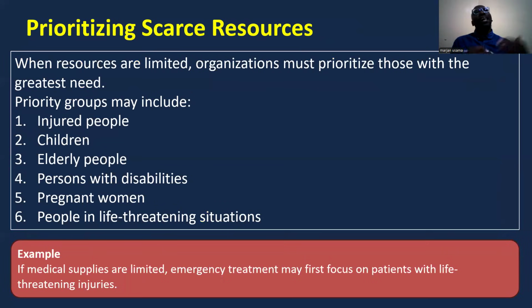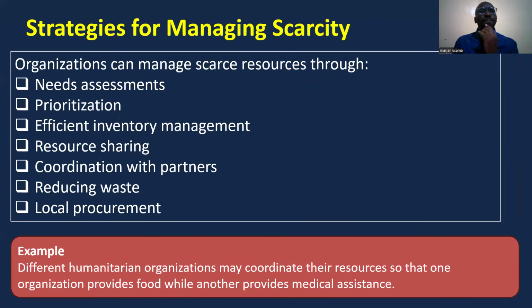So prioritizing scarce resources. When resources are limited, the organization must prioritize those with the greatest need. Priorities include injured people, top in the list, the children, top in the list, elderly people, persons with disabilities, pregnant women, and people in life-threatening situations. These are the 6 groups of people we need to start with.